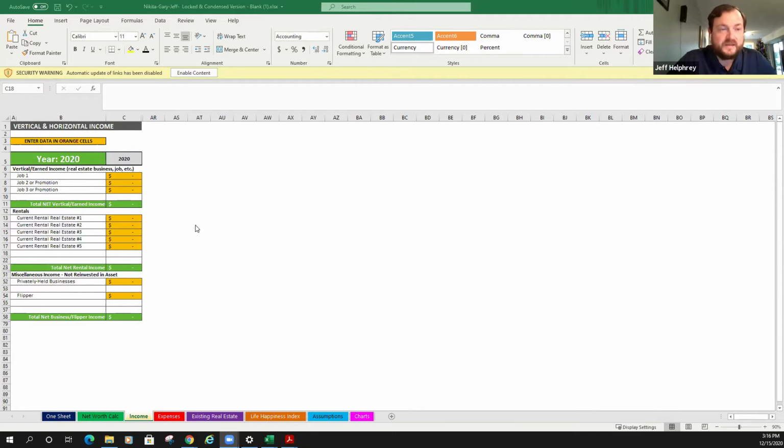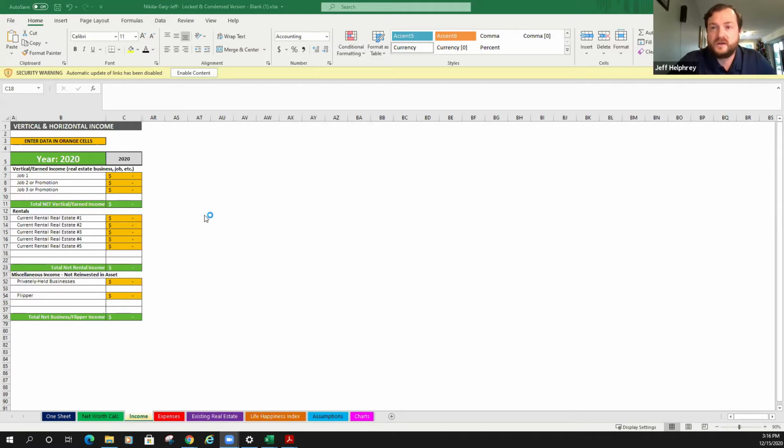So the first section of the tab is really summarizing your vertical income or your earned income, and that is the income you make from your job and your spouse's job. So we have three different jobs here where you can enter an income amount, and you're entering your annual income before any deductions, including before tax deductions or insurance deductions. So you just need to enter your annual income here.